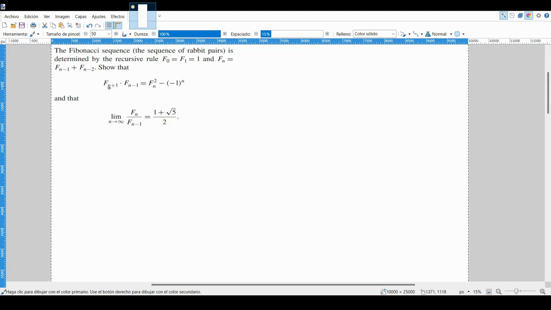And we're trying to show that fn plus 1 times fn minus 1 equals fn squared minus negative 1 to the power of n, where fn is the nth value in the Fibonacci sequence. And for simplicity's sake, we're going to denote this one as part 1 and as part 2, where the limit as n goes to infinity of a Fibonacci number over its preceding number is equivalent to 1 plus square root 5 over 2. So we're going to start with the first part, and we are going to proceed by induction.